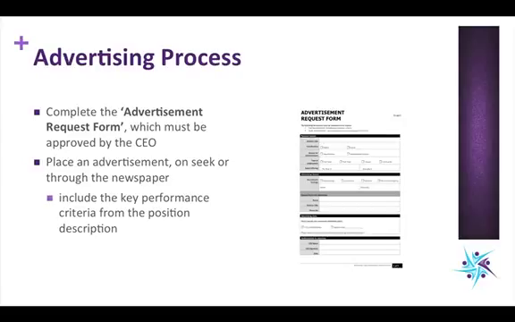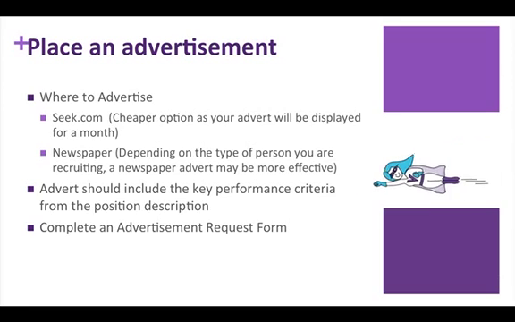When you advertise, you need to also include your key performance criteria in the position descriptions, but we'll go through that a bit further later. So we need to place the advertisement. So as I said, Seek is a cheaper option as your advertisement is displayed for a month. Newspaper, depending on the type of person that you're recruiting for, could be useful because some industries, they're not computer savvy yet, and the only way that they look for a job would be through the newspaper.